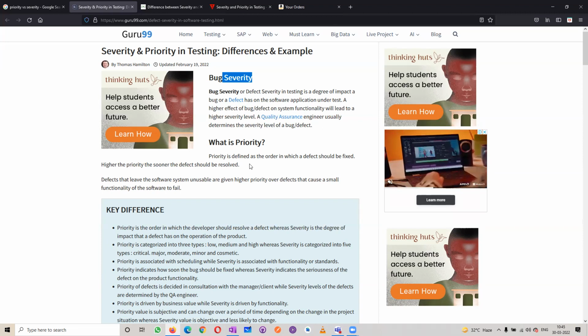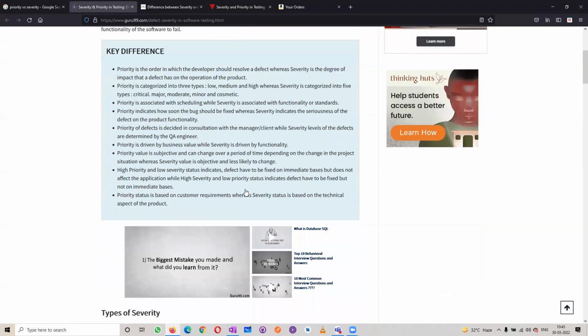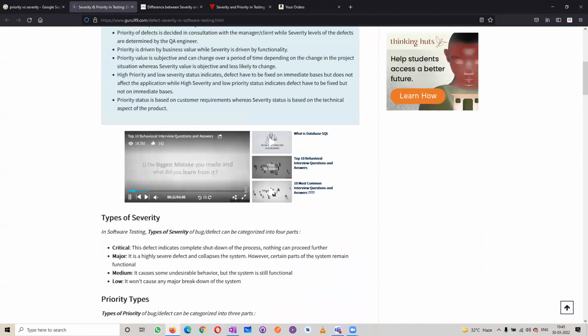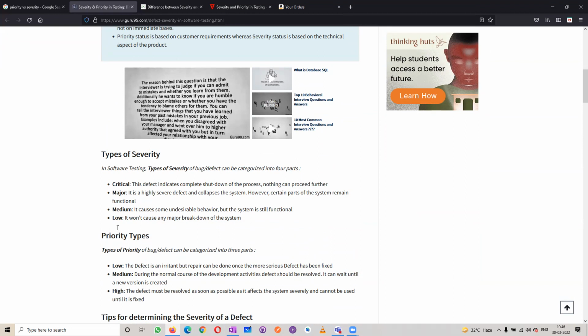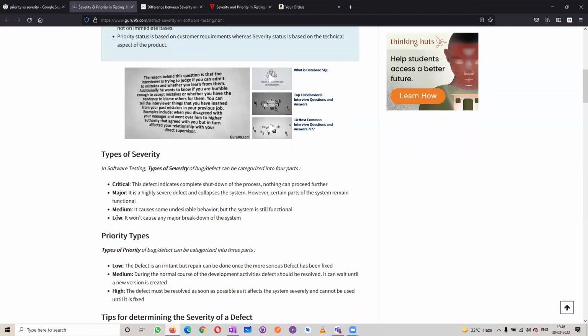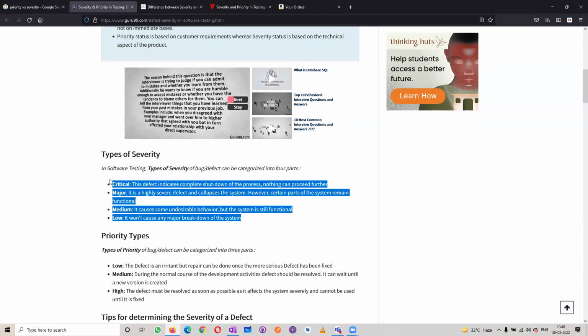In the same way, bug severities are classified into 4 different types. It depends on the organization. What we have done is keep high and very high. It all depends on the organization, but these are the basic things we need to have.